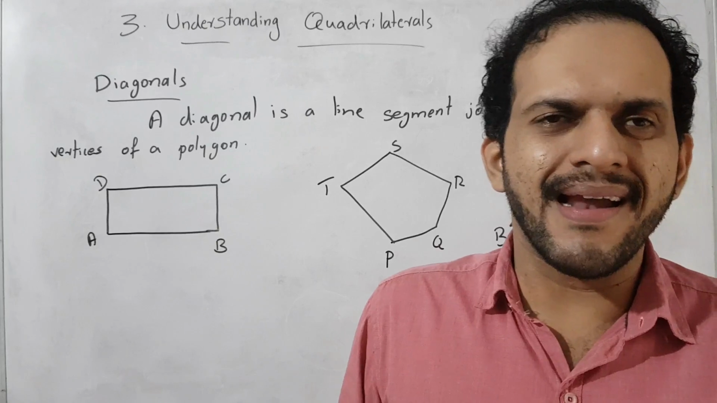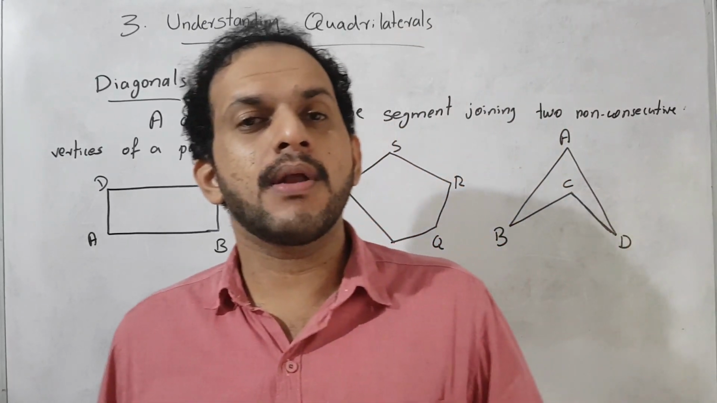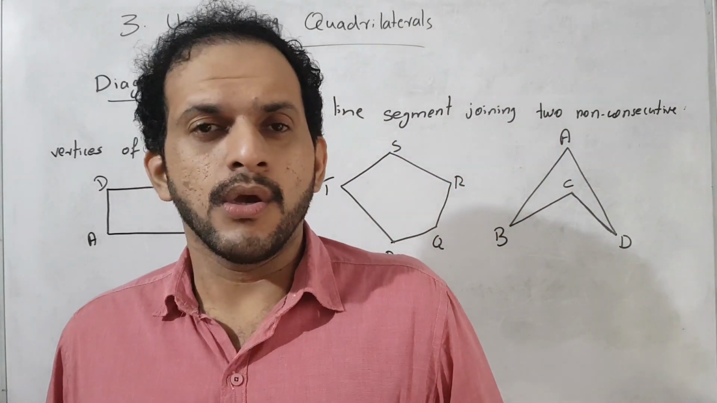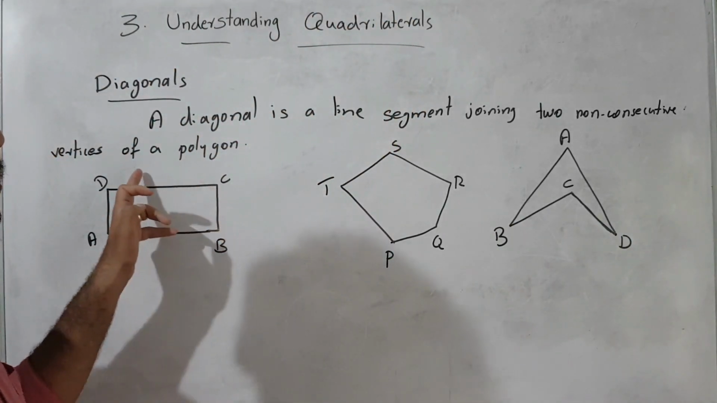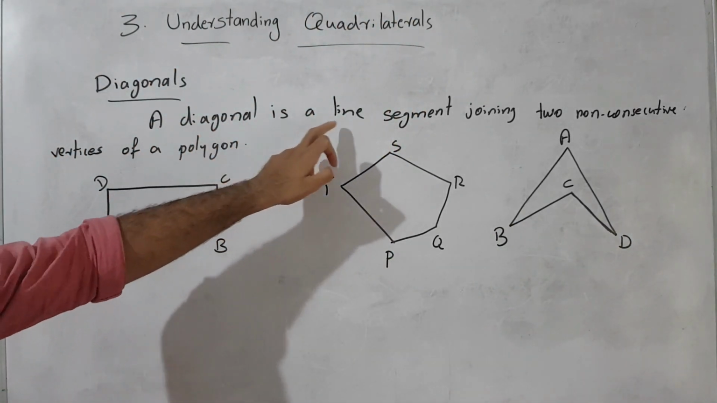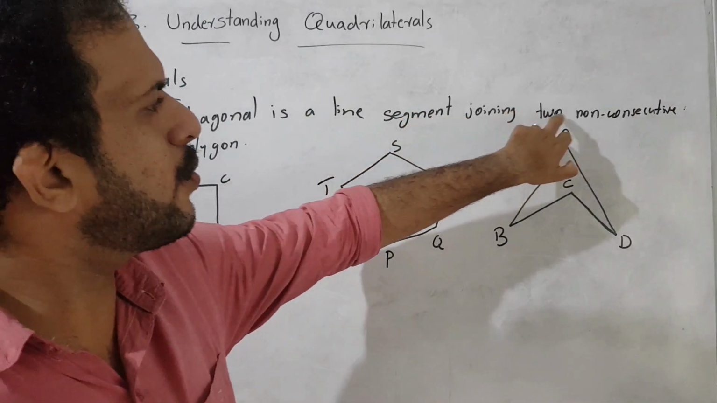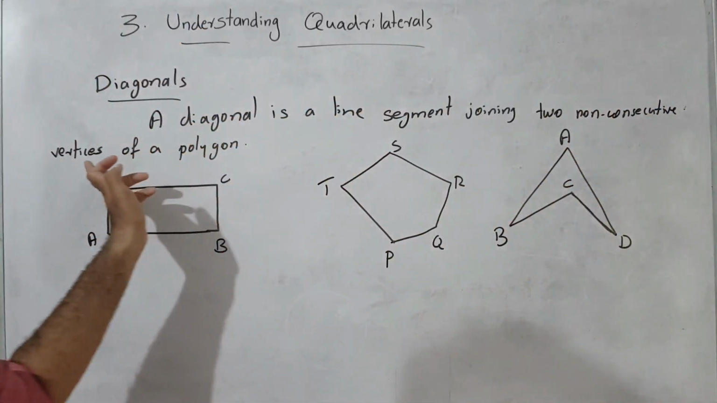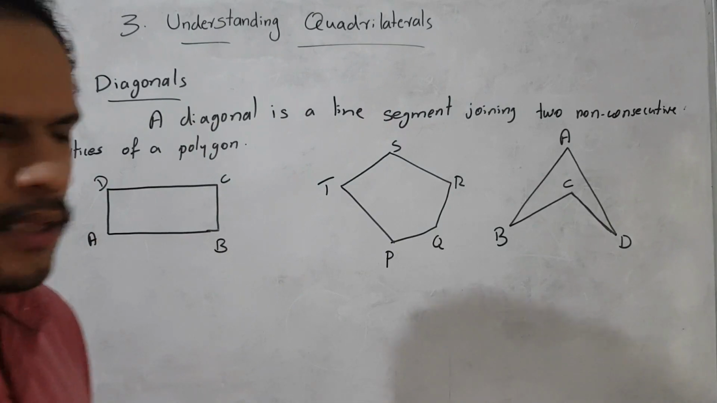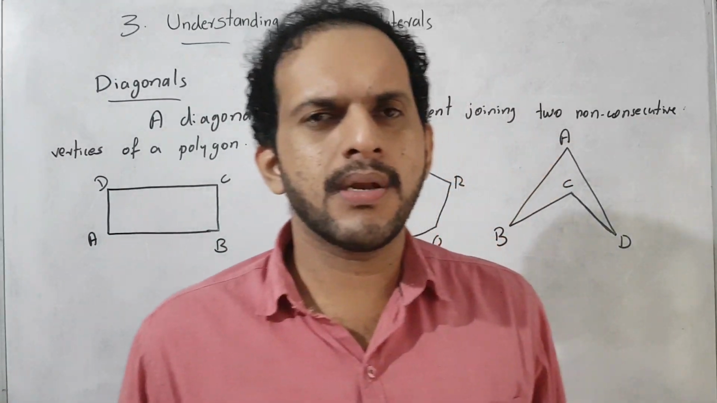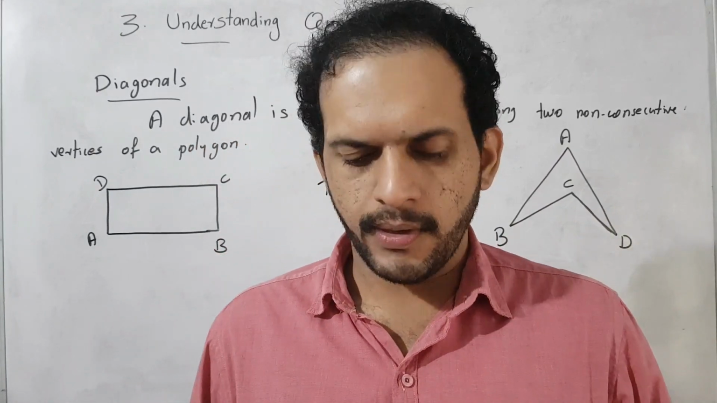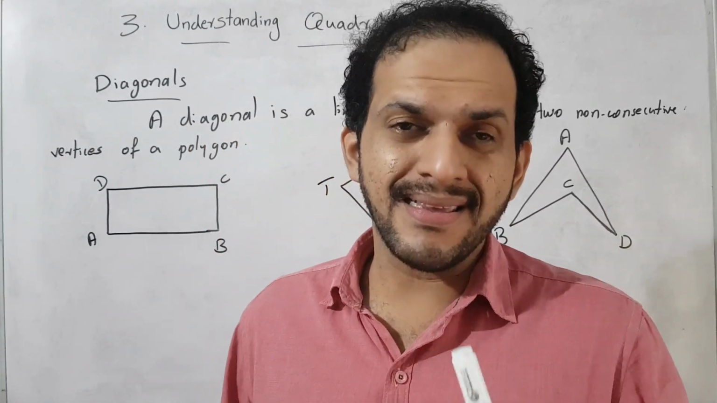What is diagonal? A diagonal is a line segment joining two non-consecutive vertices of a polygon. Then we know what you mean by consecutive? What do you mean by consecutive? Consecutive means they lie near. Correct? Consecutive means they lie near.